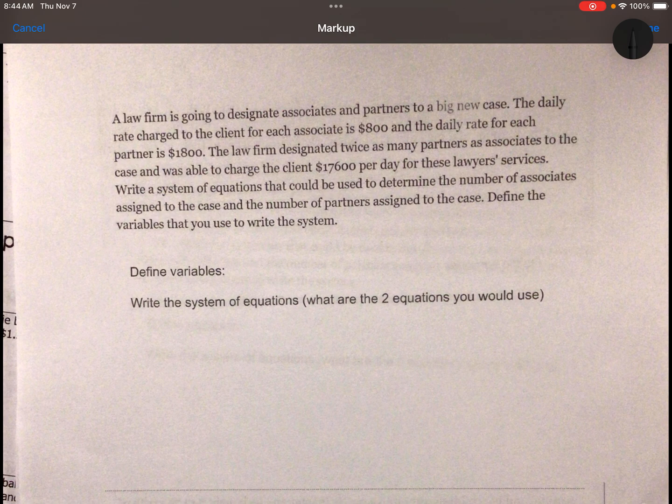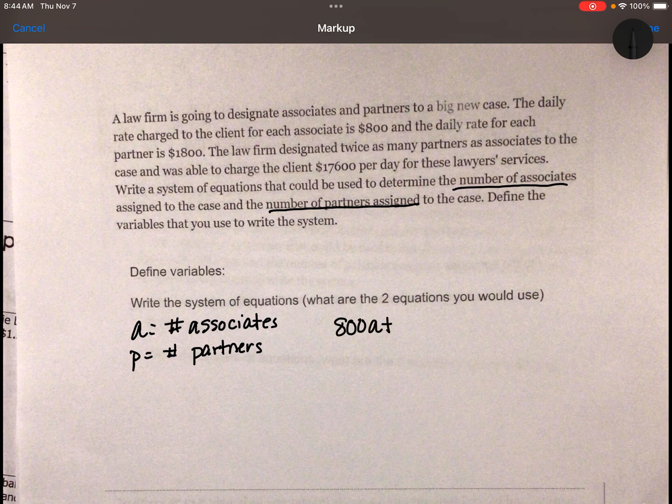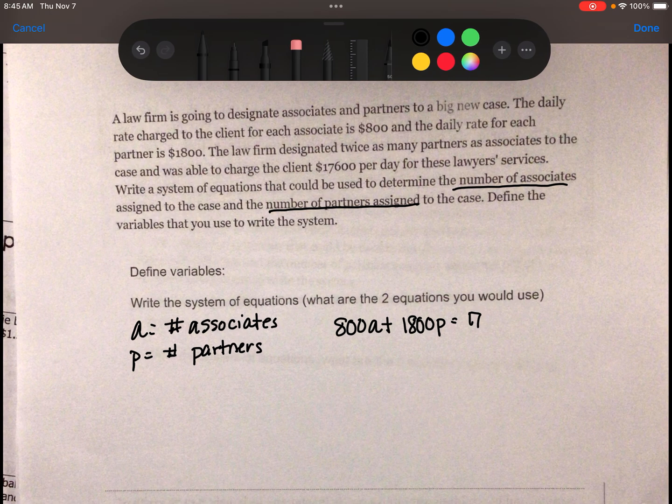Write a system of equations that can be used to determine the number of associates assigned to the case and the number of partners assigned to the case. So those are the two things you're looking for, all right? Number of associates and number of partners. So I'm going to let A equal number of associates, and I'm going to let P equal number of partners. And then I'm going to look up here. So $800 for each associate, so 800A plus 1,800 for partner, 1,800P equals 17,600. Make sure you can read that.